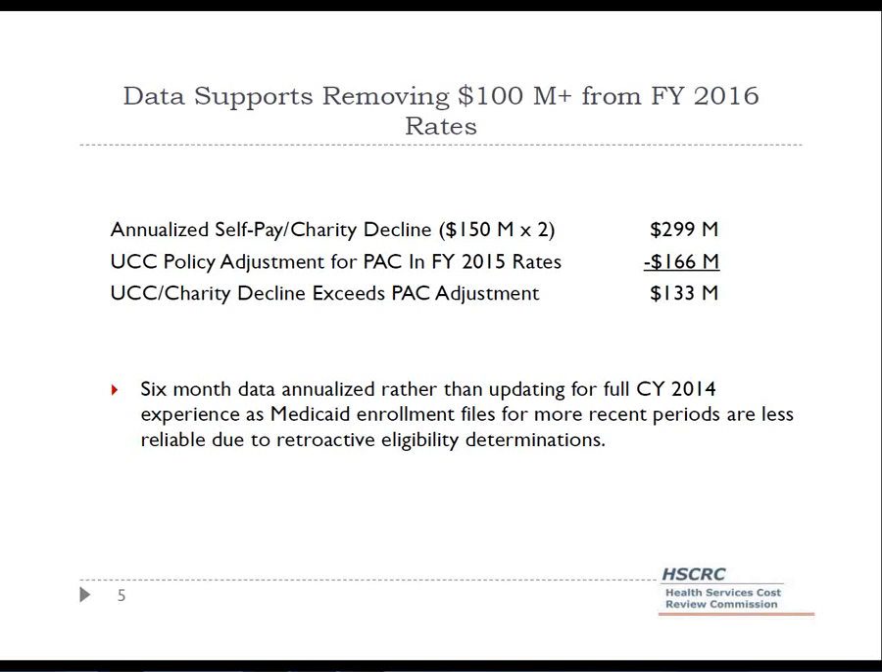Obviously, overall, the Affordable Care Act Medicaid expansion has resulted in a much bigger decline. So we see the differential there, about 133 million. And we would be looking at that as sort of a rough sense of what kind of additional adjustment we would want to make to uncompensated care for fiscal 2016.